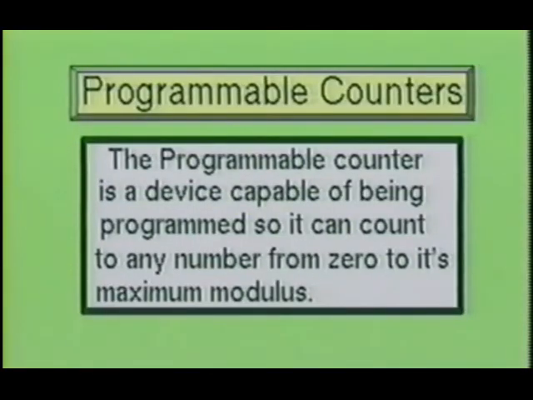Oftentimes, counter circuits are designed to perform a specific task. One such application would be in the division of a given clock signal by a pre-selected value. This function is easily performed by a programmable counter. Programmable counters are used in frequency synthesizers, phase lock loops, and other applications which require frequency division. A variety of programmable counters are available on today's market.